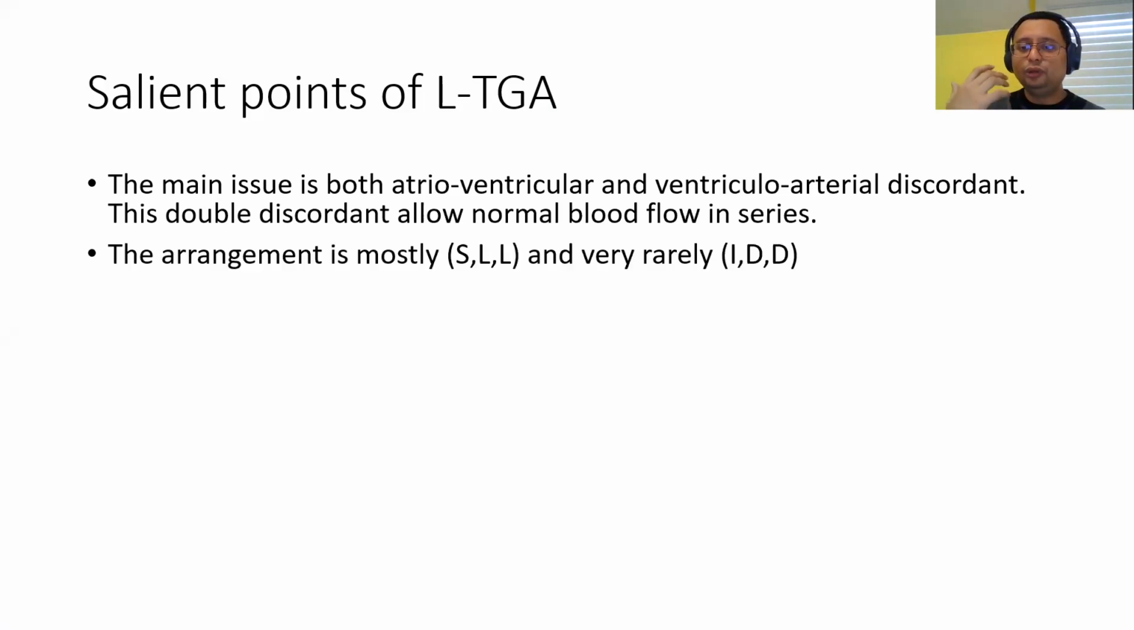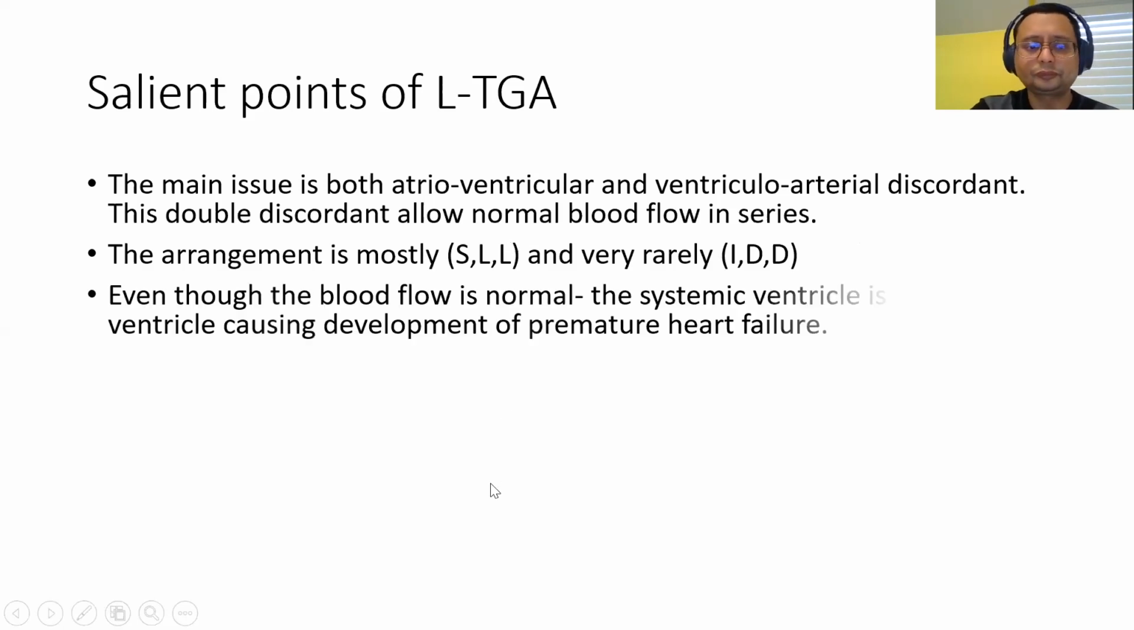The arrangement, if you look at the pediatric nomenclature, is SLL. S means situs solitus. L means an L-loop ventricle, the ventricles change side. And the L at the end means the aorta is transposed anterior and to the left. Very rarely it can be IDD, in which you have situs inversus, D-loop, and the aorta is D-transposed, but this is very rare. Just understand the nomenclature of pediatrics.